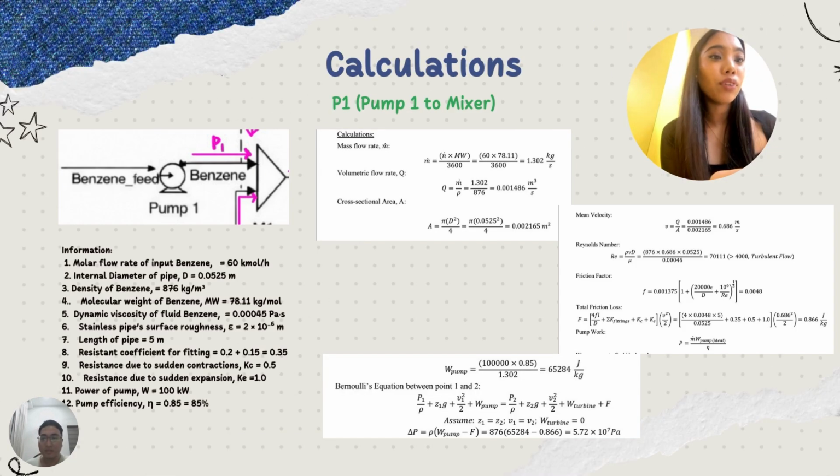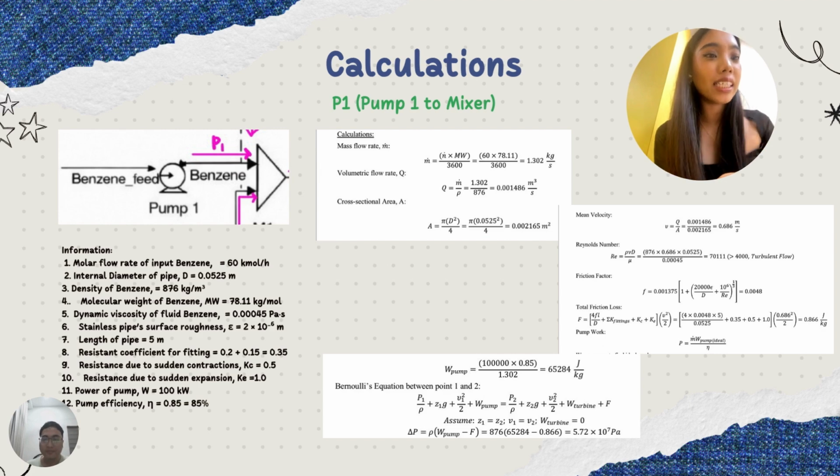First, I calculated the flow conditions for P1, which is the benzene stream from pump 1 to the mixer. The molar flow rate of benzene is 60 kmol per hour. Using the molecular weight of 78.11 kg per kmol, the mass flow rate becomes 1.302 kg per second. Using the density of 876 kg per cubic meter, the volumetric flow rate is 0.001486 cubic meters per second. With a pipe diameter of 0.0525 meters, the velocity is 0.686 meter per second and the Reynolds number is about 70,000, which indicates turbulent flow.